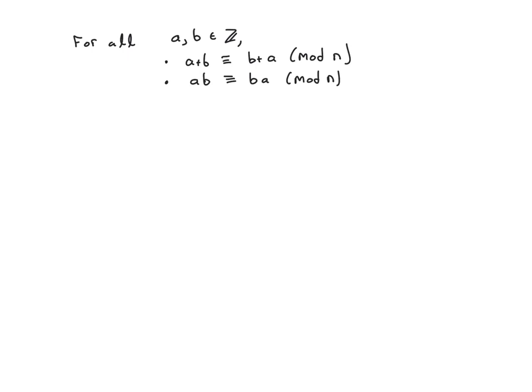It's the following two properties of addition and multiplication with respect to this equivalence relation, namely that for any two integers, a plus b is congruent to b plus a, and a times b is congruent to b times a.